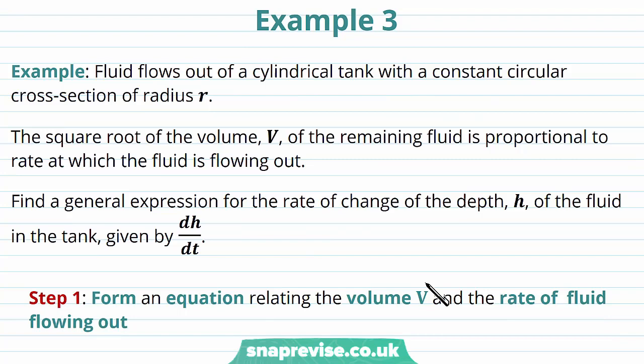Our last example tells us that fluid flows out of a cylindrical tank with a constant circular cross-section of radius r. The square root of the volume V of the remaining fluid is proportional to the rate at which the fluid is flowing out. We are asked to find a general expression for the rate of change of the depth h of the fluid in the tank, given by dh by dt.